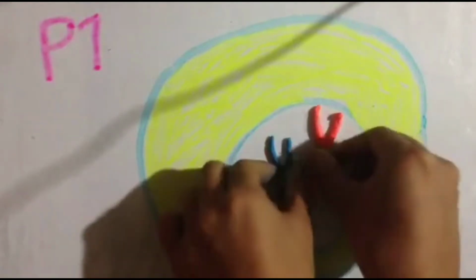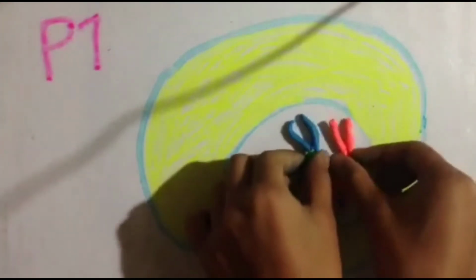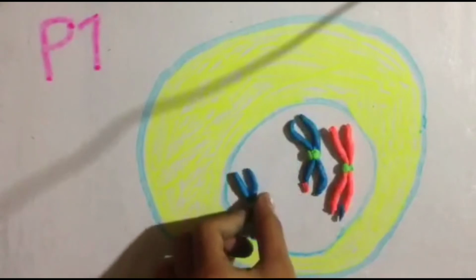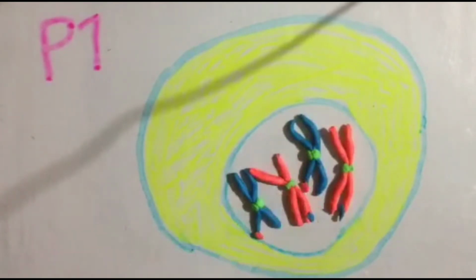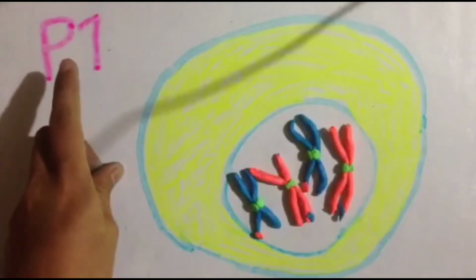These sister chromatids then exchange chromosomal material. This process is called crossing over. After crossing over, the sister chromatids are no longer identical to one another. This is one of the reasons why no siblings are genetically identical unless they're twins.